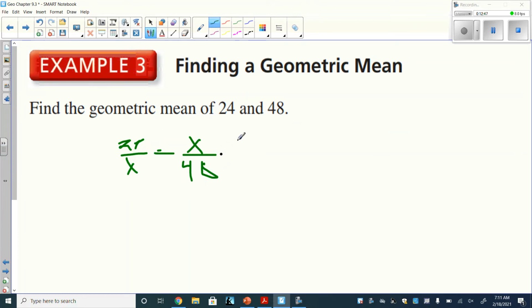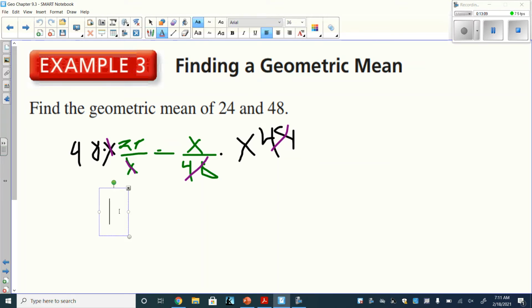Because if we went through and solved this, well, we can multiply both sides by 48x. 48 times x. And if we did that, when we multiply both sides by 48, the 48 and 48 would cancel. And here the x and x would cancel. And what that would give us is 24 times 48 is equal to x times x.